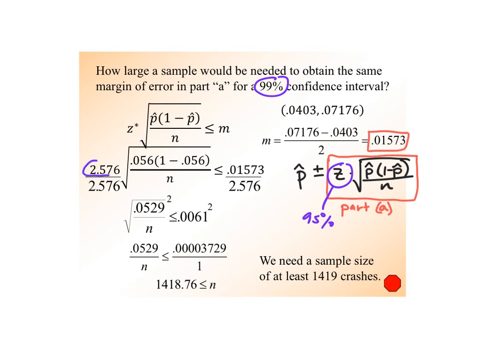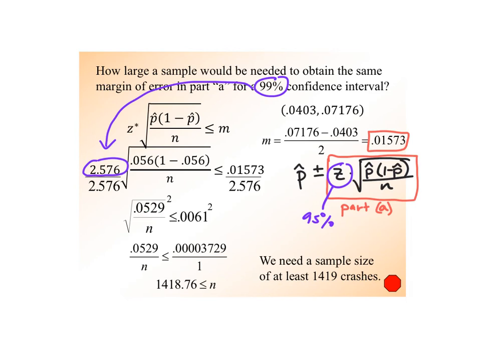So that's going to give me a different z value. Okay. P hat stays the same. This is the margin of error. It has to be less than that margin of error. And then we're looking for sample size, so I left n as a symbol, right? So you divide 2.576 on both sides. When you divide, you get 0.0061. I went ahead and multiplied 0.056 and 1 minus 0.056, and it gives you this.